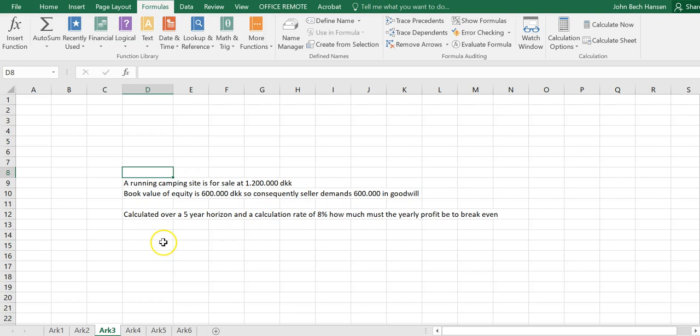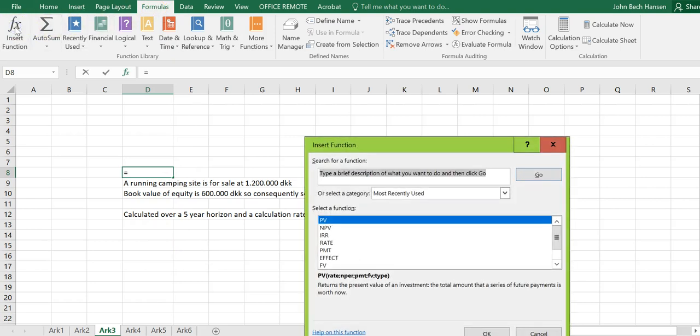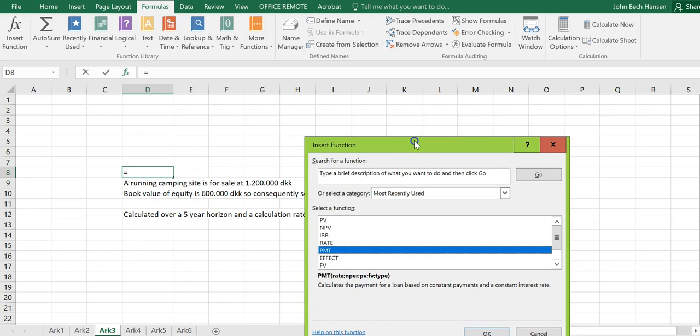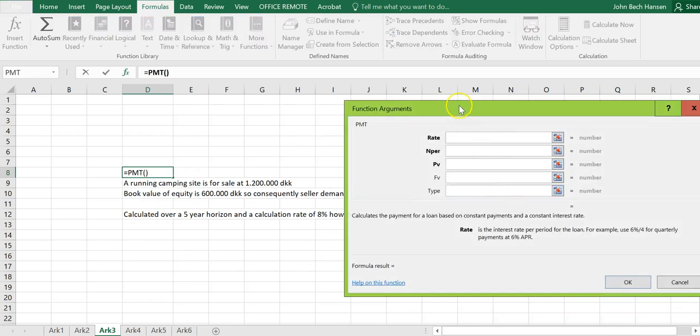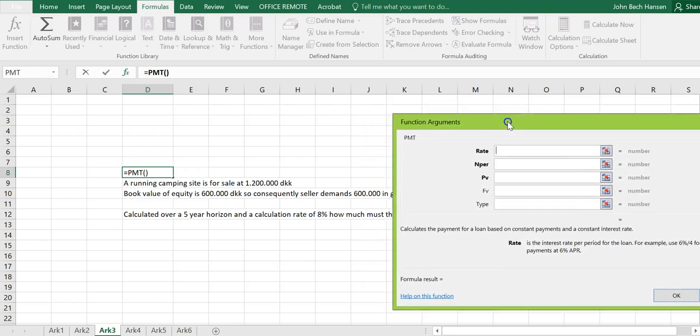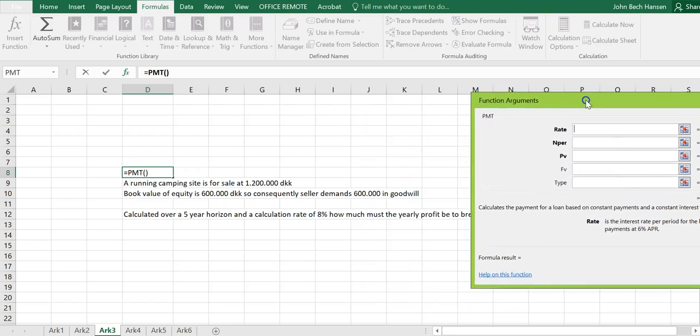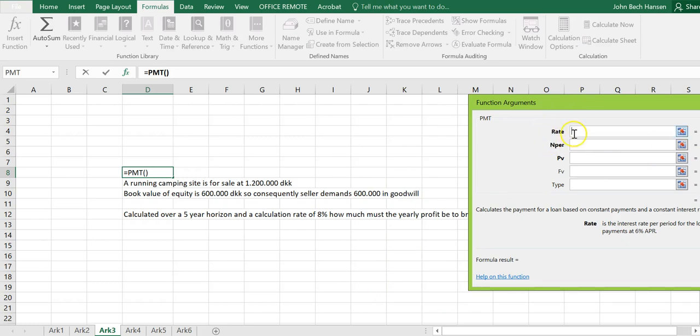Okay, so what we'll do is to find the formula for payments. And we go up in formulas, insert function, and we have this one, payment. In Danish it's called ydelse, so now you get a Danish lesson as well. But if I just pick this one here, payment, then I have this dialog box where I can put in all the necessary information that I know about.